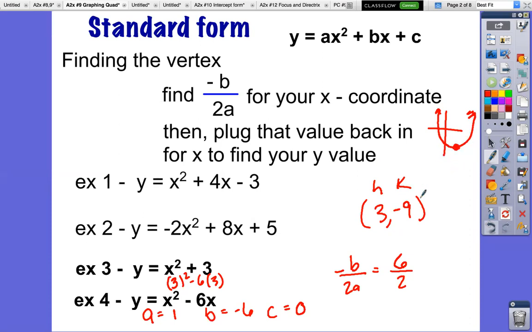So if my vertex is at (3, -9), and it opens up, is that a maximum or minimum value? Is that the lowest point or the highest point? It's a minimum value. It's the lowest point, so it's a minimum value. What is the minimum value? -9, always your K value.